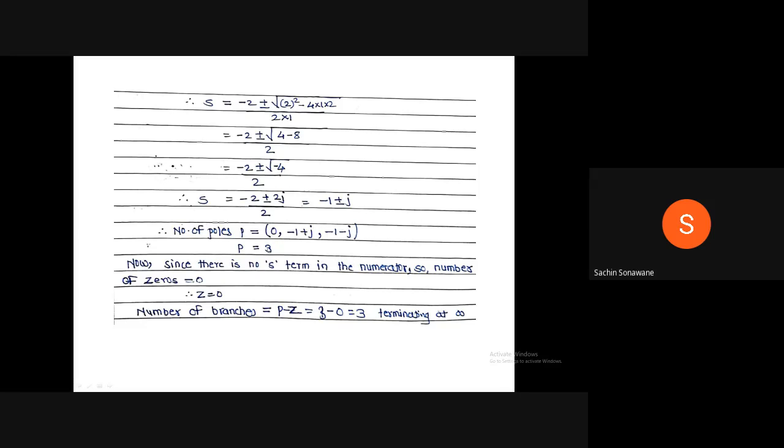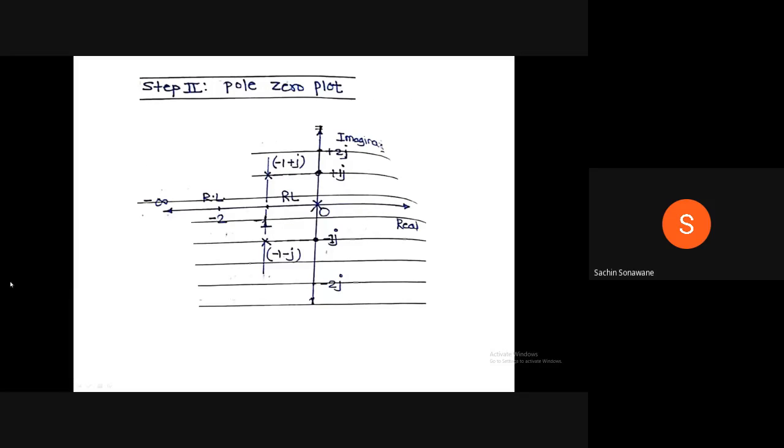Now, since there is no s term in the numerator, the number of zeros z is equal to 0. Therefore, number of branches is equal to p minus z, which is equal to 3 minus 0 is equal to 3, terminating at infinity. Now we will locate, step 2. We will locate the poles and find out root locus region and no root locus region. First pole is 0, so indicate a cross here. Second pole is minus 1 plus j, minus 1, and this plus j.